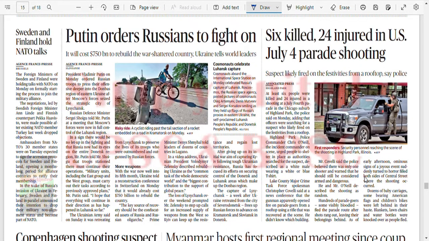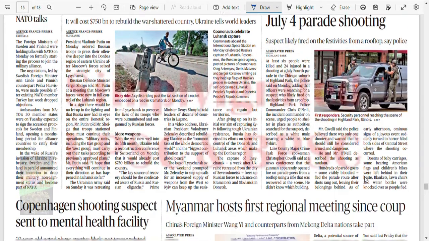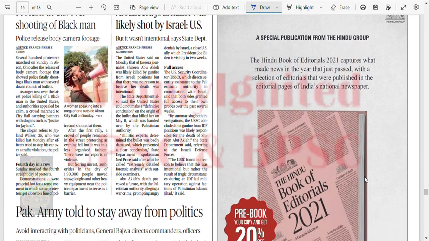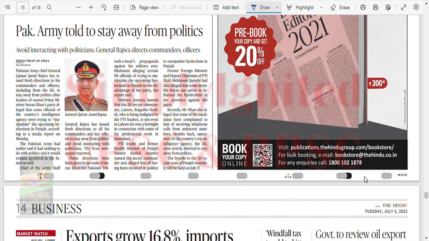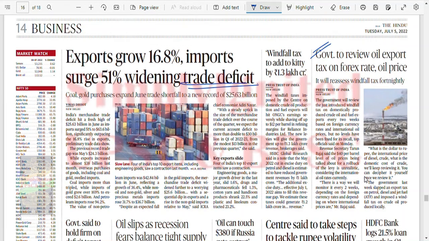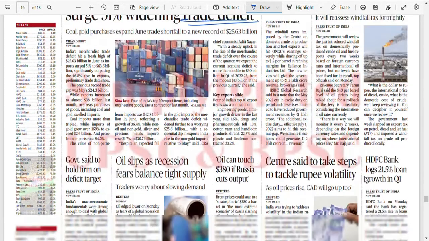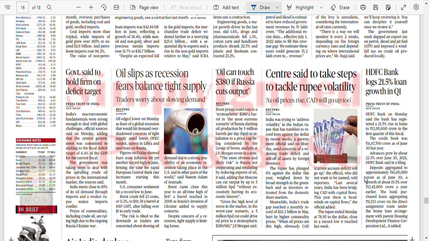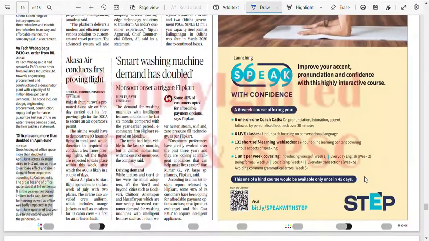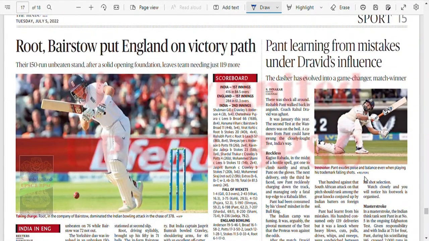A seismic ride past the tail section of the rocket. Jordan parade shooting. Myanmar host. Told to stay away from politics. Imports such as widening trade deficit. Trade deficit will widen, that is expected. We'll see this. Oil export tax on forex rate and oil prices. We'll see what it is. Tracker rupee volatility, we'll see this. Rashtrapati on victory path.